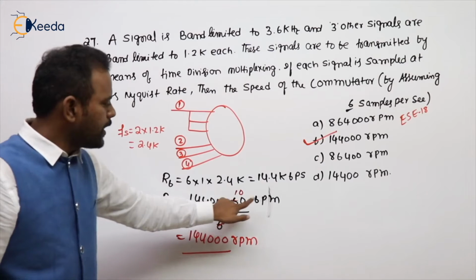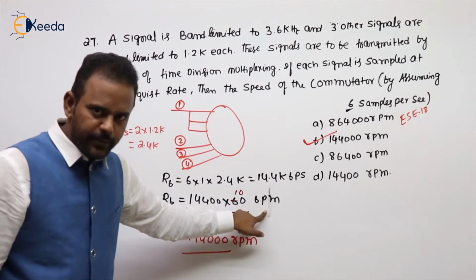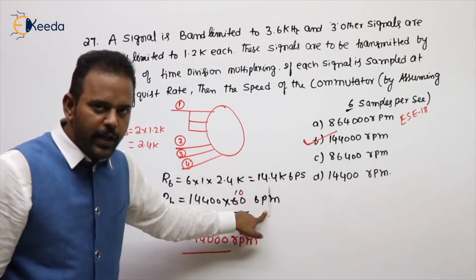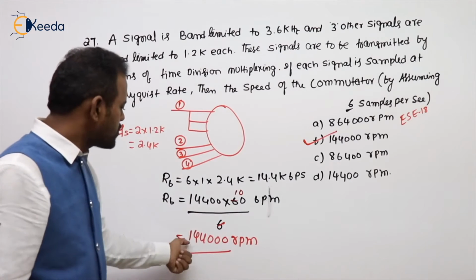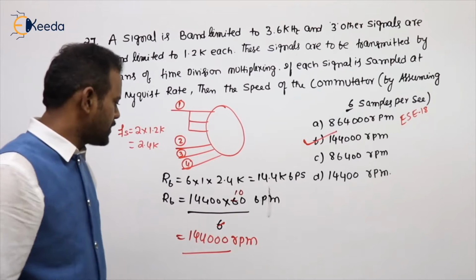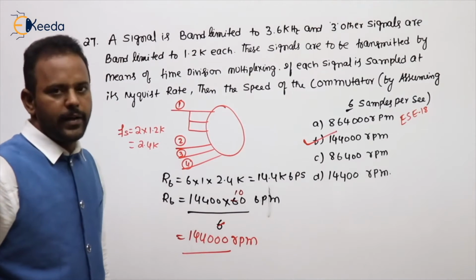So first I calculate the number of bits per minute, and in each and every rotation 6 samples are taken. So I divided by 6. So in total you will get the number of rotations. Are you getting my point?